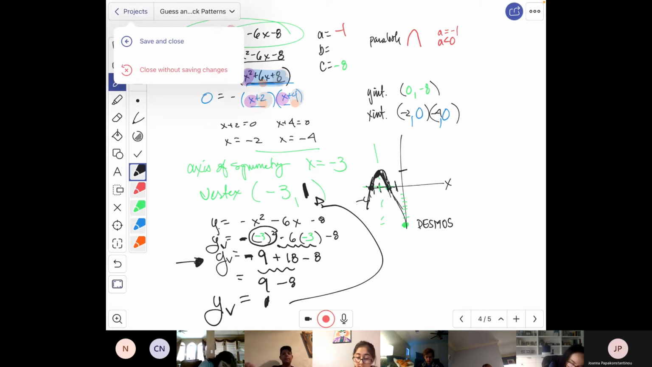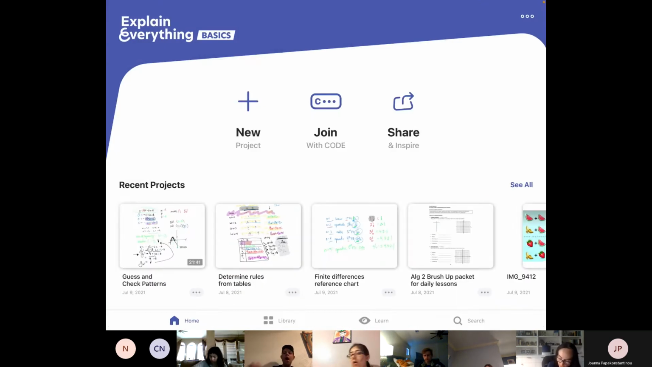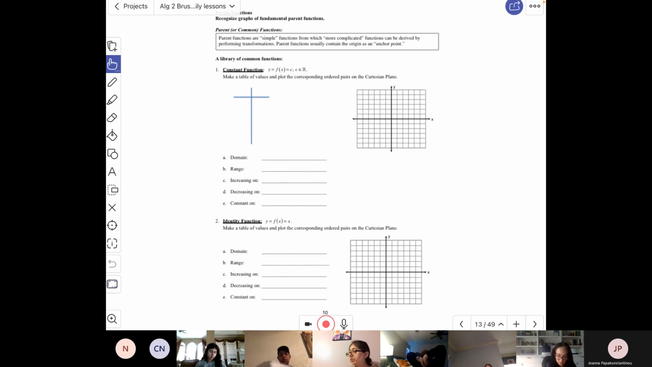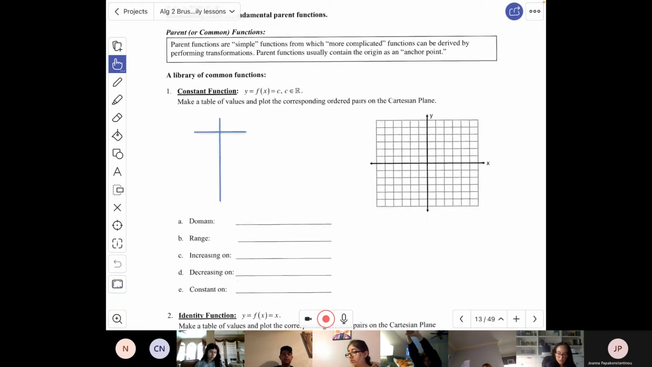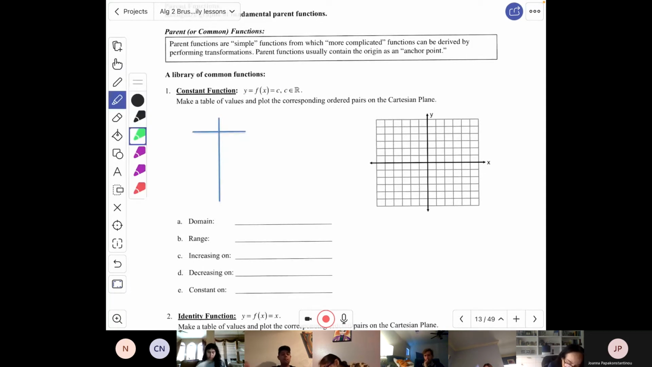Okay, so the next thing that I want to talk about, we've talked about a couple of types of functions. And I would like to start building our library of functions. And so in our packet, I start talking about parent functions. So there's lots of functions that were discussed in Algebra 2. So let's just look at these stripped down basic parent functions. They are the simple functions that we can transform.